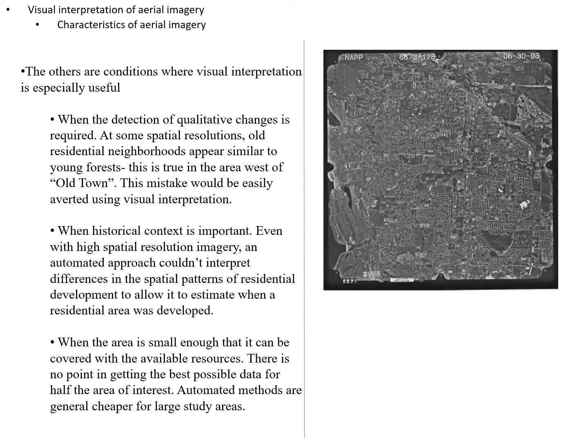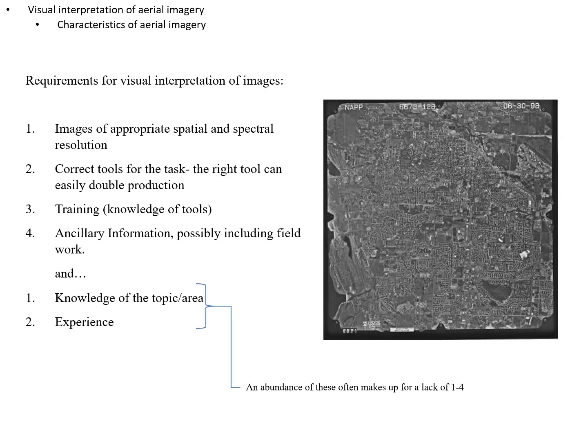If the area is small enough that it can be covered with available resources, so there's no point in getting the best possible data for half the area of interest. Automated methods are really generally cheaper for larger study areas where it makes sense to put in the time for training data. But if you just don't have the data, then there's no point in getting aerial photography when something else covers the entire study area. The next thing we'll talk about are requirements for visual interpretation of images.